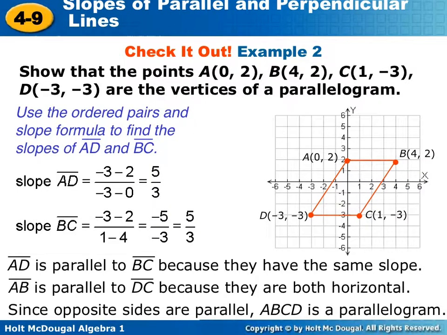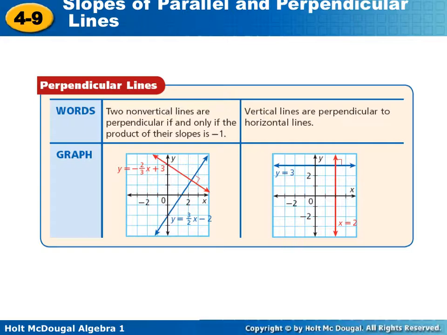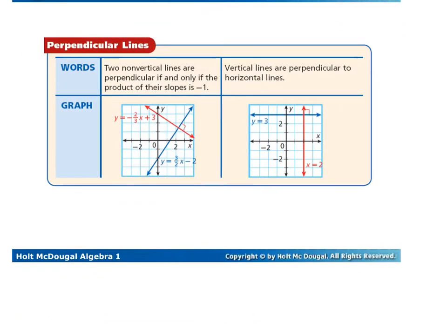All right, let's get into the perpendicular. All right, perpendicular lines are lines that intersect to form right angles. So remember, perpendicular lines look like a cross. When they intersect, they're going to form a right angle. And actually, there's going to be 4 right angles. Each one of these will be a right angle here. Now, for perpendicular lines, remember the slopes are going to be opposite reciprocals. So, for example, the red line has negative 2/3.